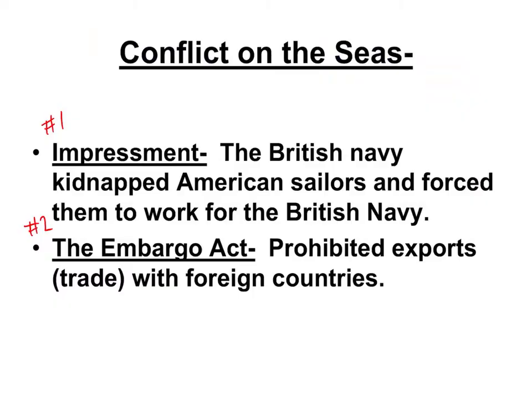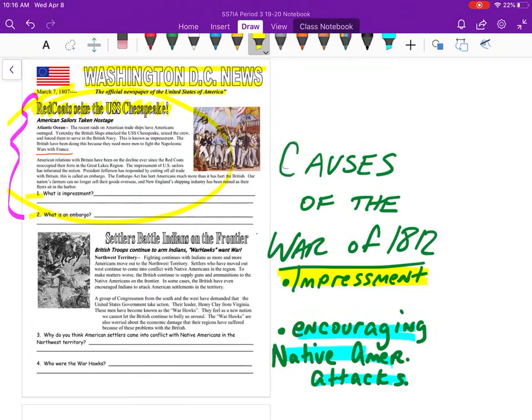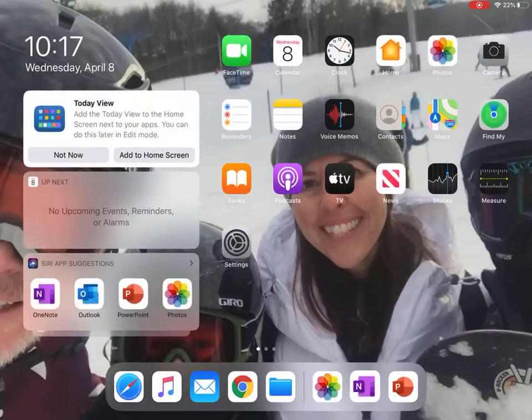Welcome back. So here are the definitions. On OneNote, underneath the first page, I want you to scroll down to page 2. You're going to copy these definitions here. They go with the reading.